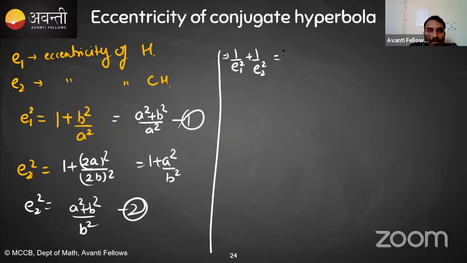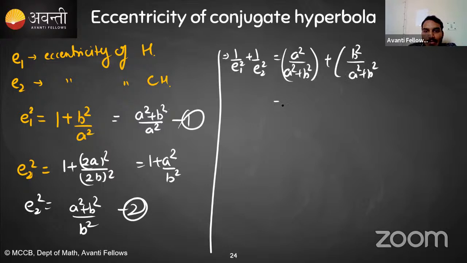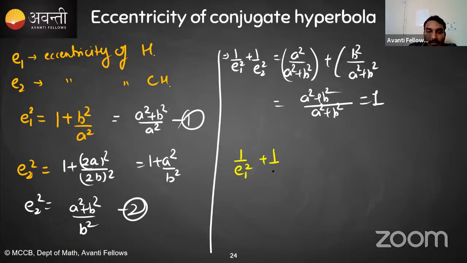Now tell me students, what is 1 upon e1 square plus 1 upon e2 square? 1 upon e1 square means the reciprocal of equation 1, so a square divided by a square plus b square, plus 1 upon e2 square, the reciprocal of equation 2, b square upon a square plus b square. Take the LCM a square plus b square; in the numerator a square plus b square only, so it equals 1. This is a very, very important formula: 1 upon e1 square plus 1 upon e2 square is equal to 1.